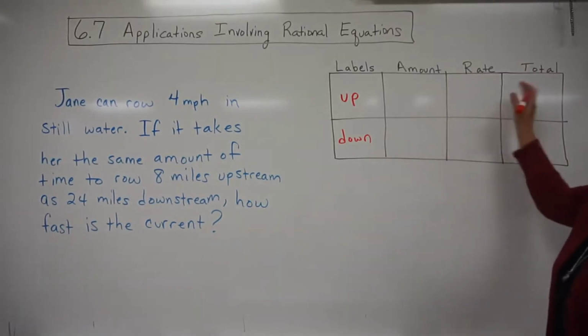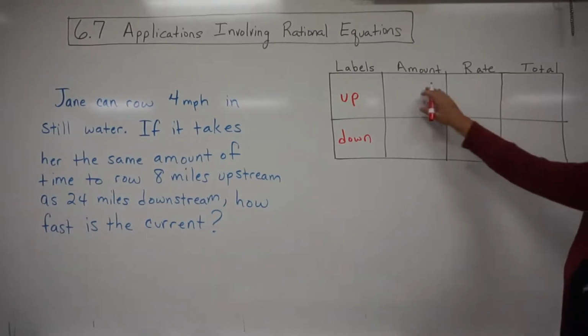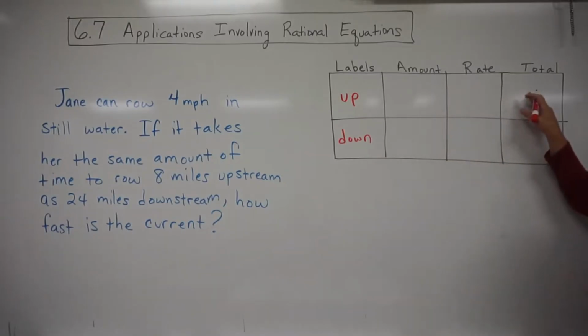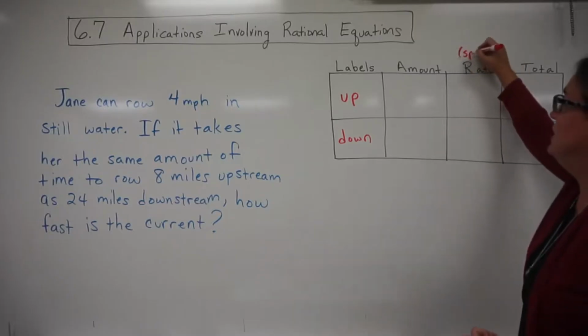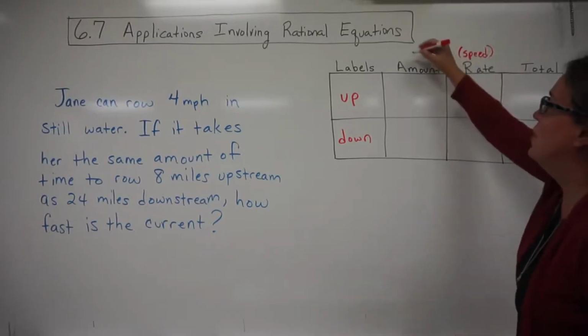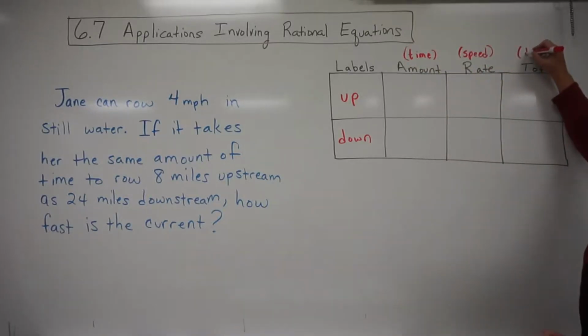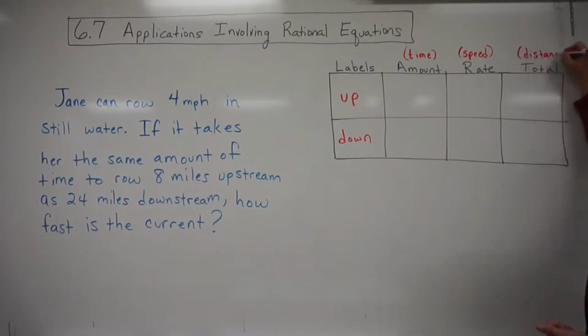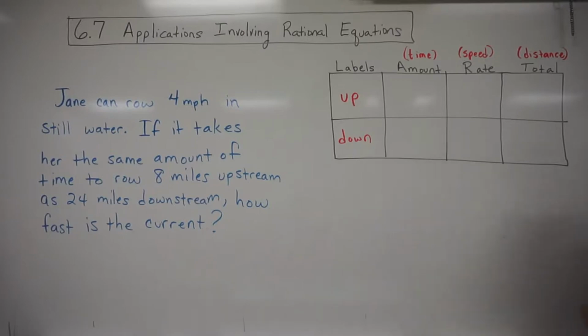When we've used this chart before, we've mentioned that it's very flexible and that depending on what you're working with, the amount, rate, and total can be slightly different. For instance, if you're talking about an investment, your rate would be a %. But in this case, your rate is a rate of speed. Your amount is going to be your amount of time, and your total is going to be your total distance in this particular case. So let's fill in what we have.